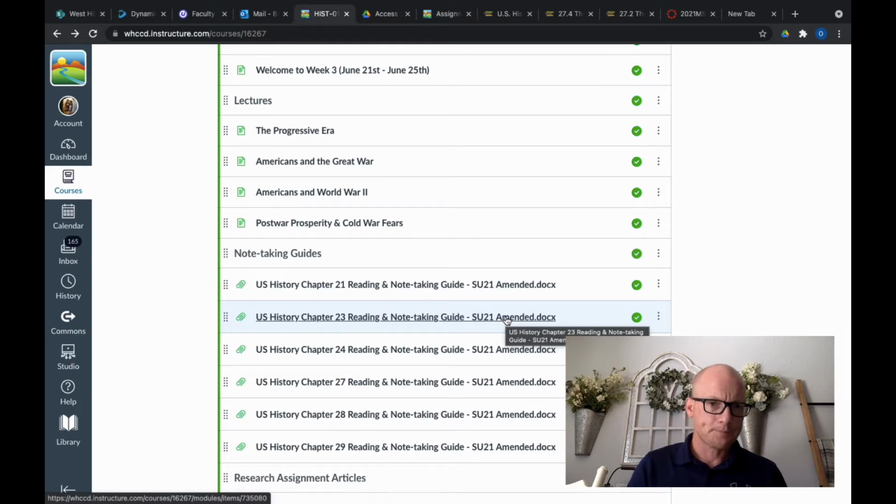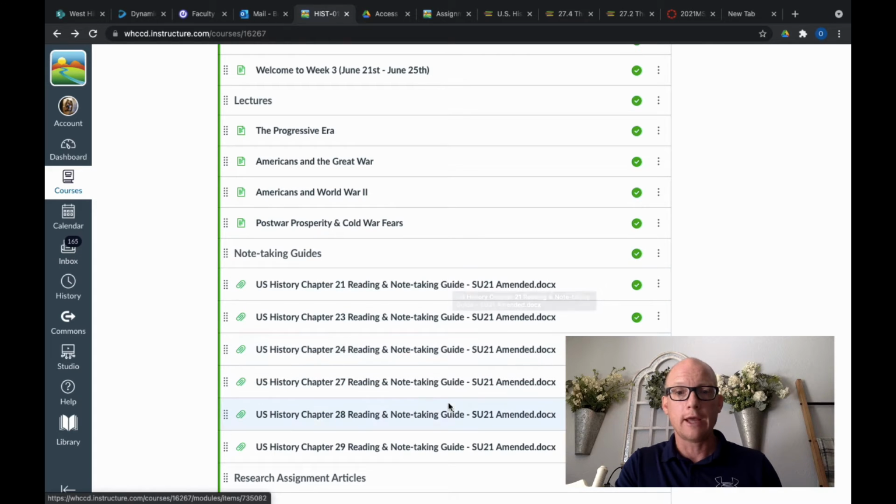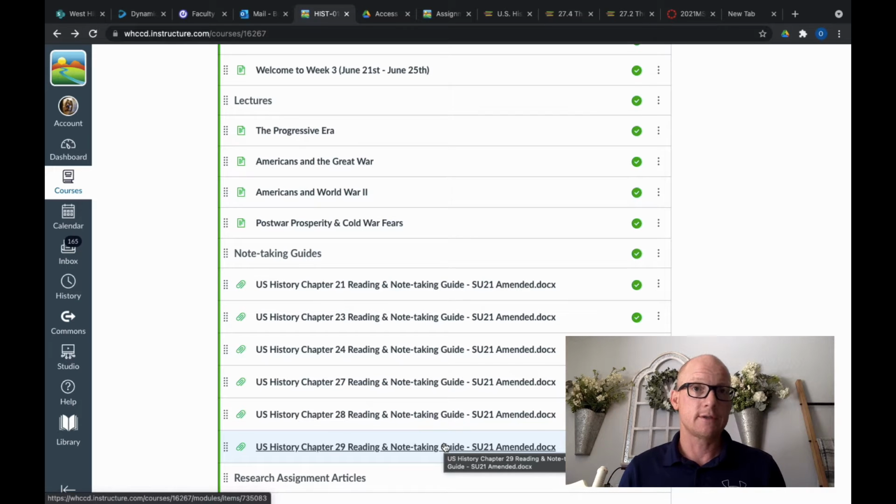So I'll explain. I've gone through and I've shortened each one of these note-taking guides down to about 5 questions on average. Now, in total, in all of these note-taking guides, there are 33 questions that you need to answer. And I'm not asking you to read every chapter word for word. In fact, I'm asking you not to read every chapter word for word. How often do you hear that, right? There's just not enough time.